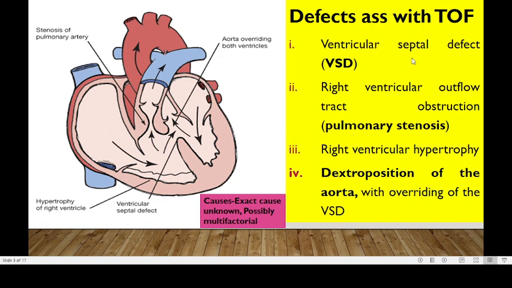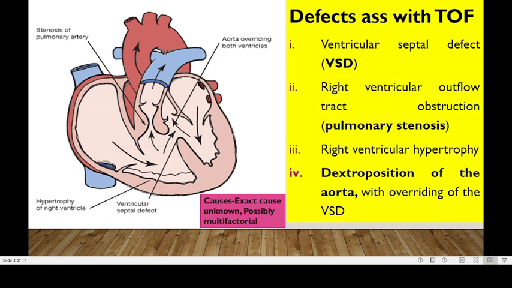We have ventricular septal defect, right ventricular outflow tract obstruction, right ventricular hypertrophy, and dextroposition of the aorta. These four structural abnormalities affect and alter the pathway.